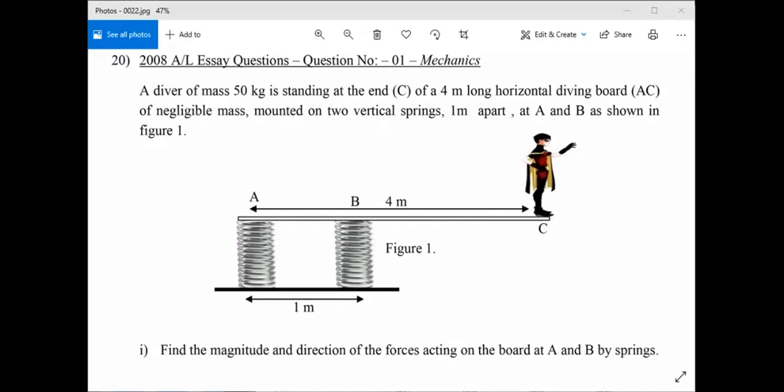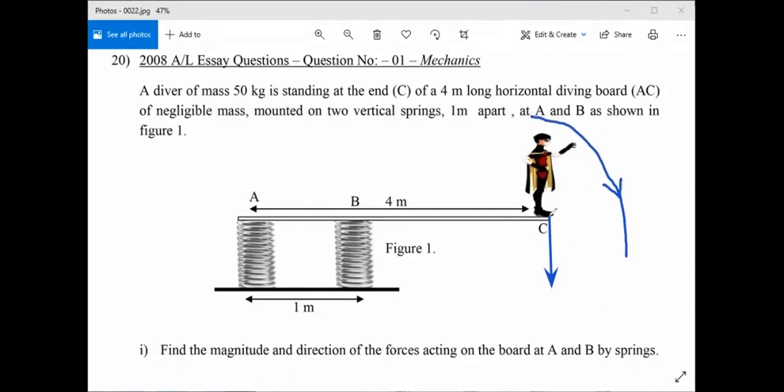We can mark the forces acting on the boy. That's the first thing we want to do. The first force is the gravitational attraction force, acting vertically downward. Because of this force, the end C of the board is going to move down. This is the point C, so I have to keep the arrow like this. So end C is going to be rotated in this direction.